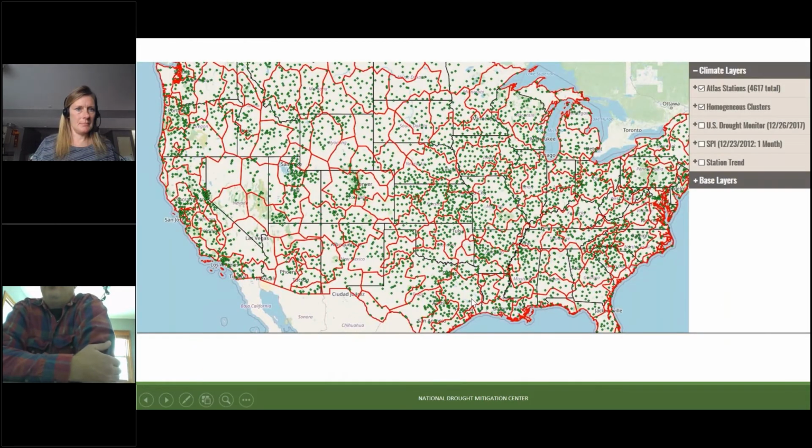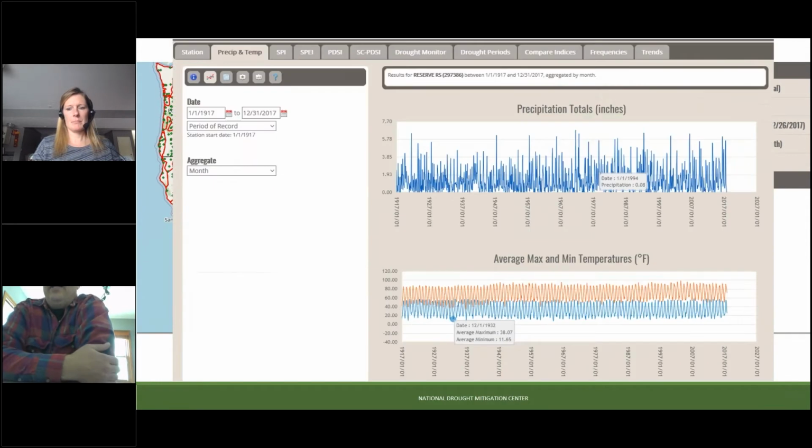Okay. And this is just a graphic showing where those climate stations are, and the red lines are showing the climate regimes, those 139 unique regions that we identified. And this is really where you jump into the Drought Risk Atlas.